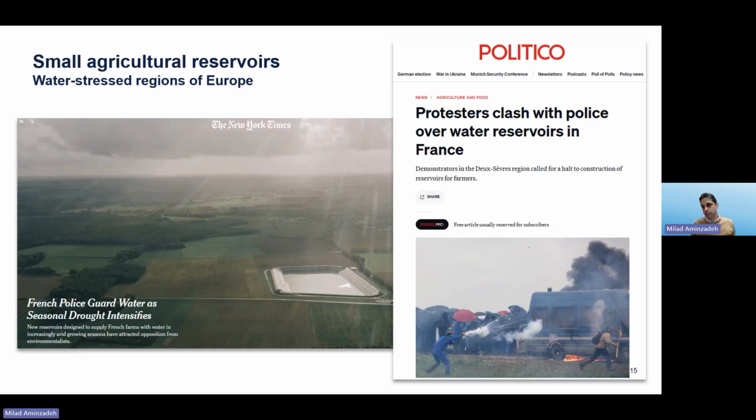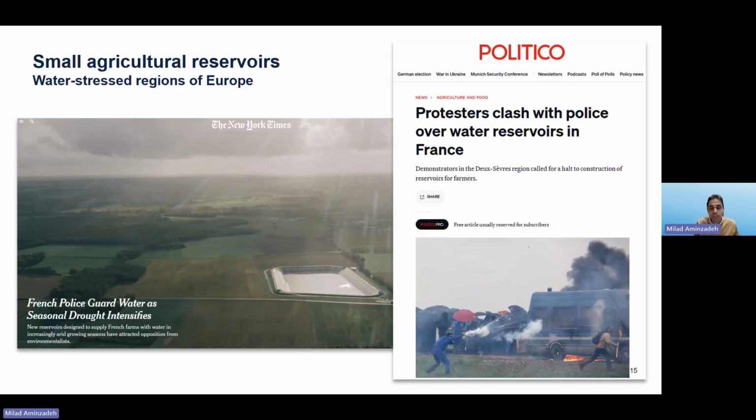Small agricultural reservoirs and lack of information about them is not only an issue in the Middle East and North Africa. Such information is also missing in other places, for example, in Europe. Perhaps you have heard in the media about the conflicts over the extension of agricultural reservoirs in France.